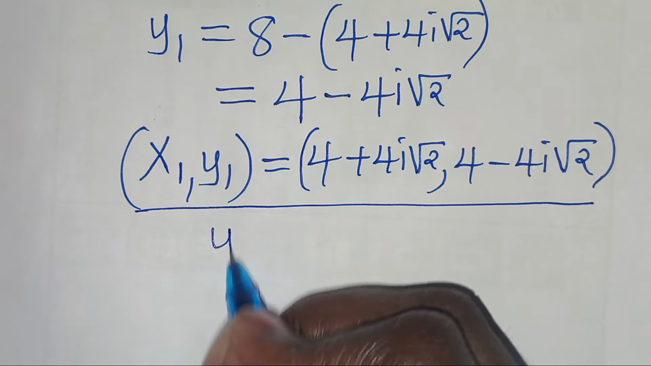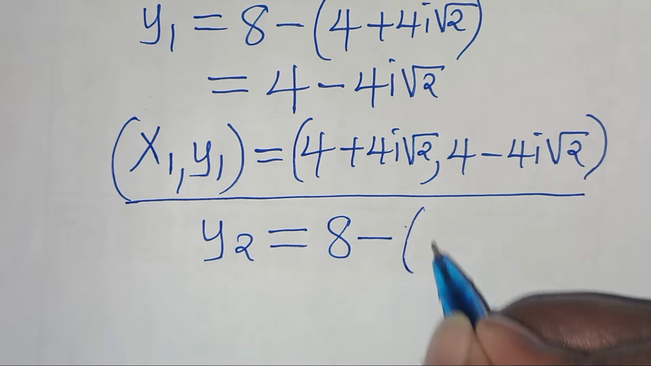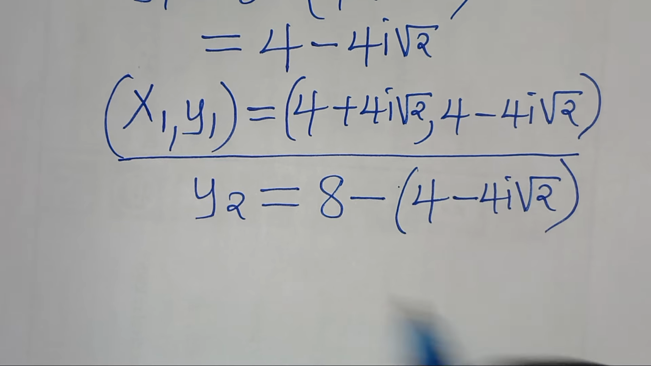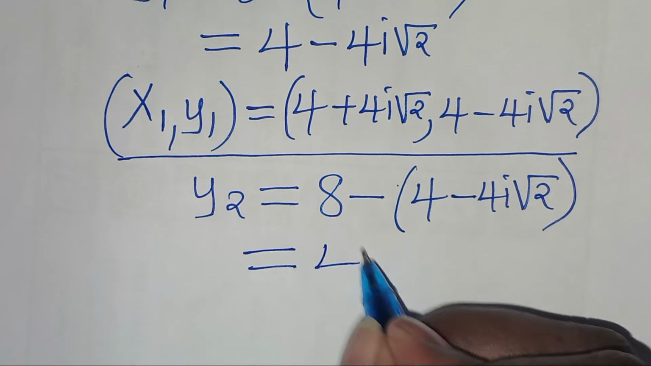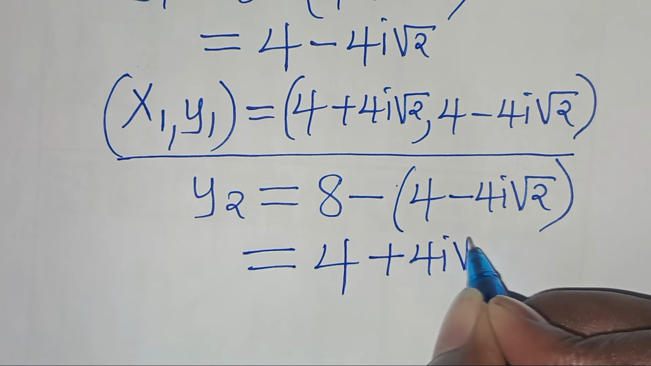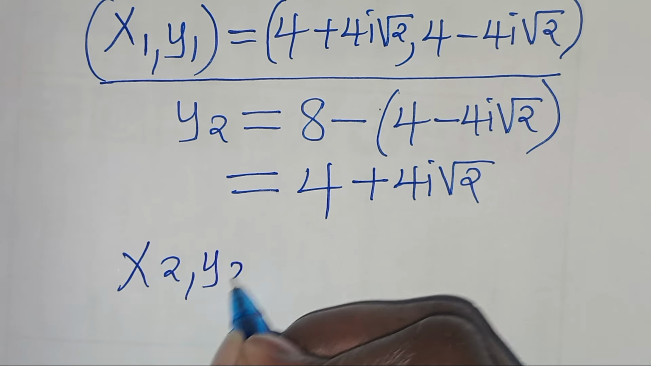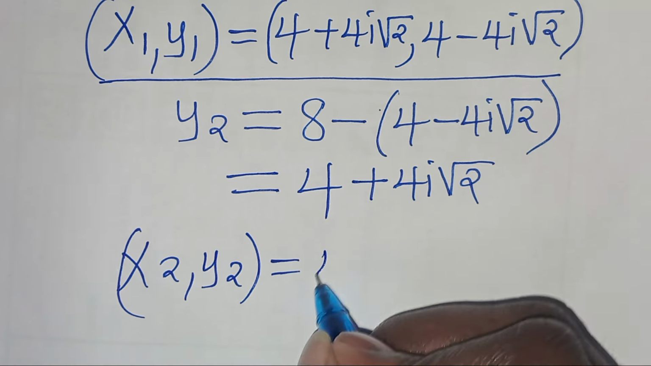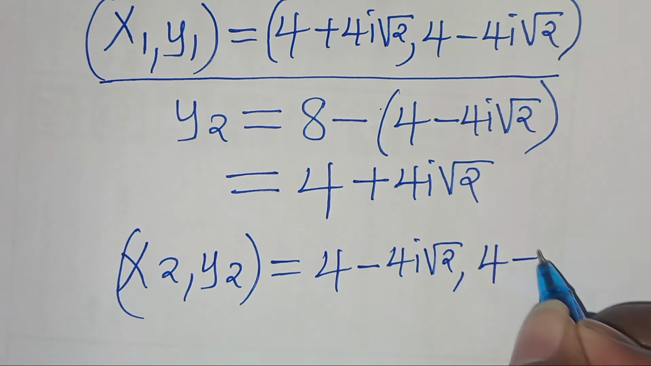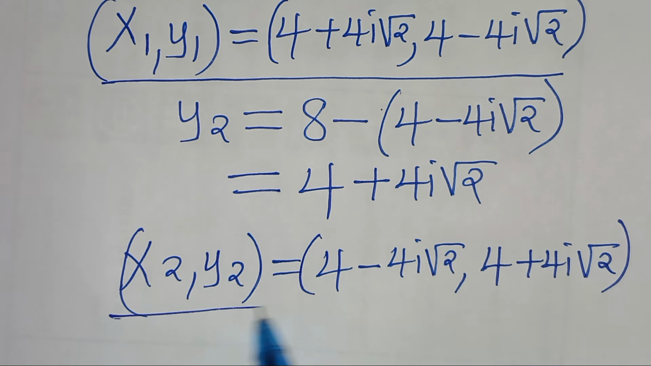Let's solve for y2. y2 is equal to 8 minus x2. x2 is 4 minus 4i square root of 2. So that now we have here 8 minus 4, this is 4, minus times minus 4i square root of 2, this is plus 4i square root of 2. So that now x2 comma y2, this is equal to, we have 4 minus 4i square root of 2 comma 4 plus 4i square root of 2. And this is the second set of solution.